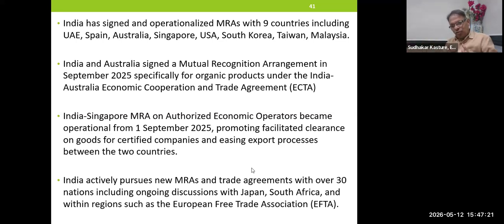If the importer is an AEO holder, you are also an AEO holder. And mostly where you are exporting goods to developed countries, this will play an important role because inspection cost is very high in most of the developed countries.